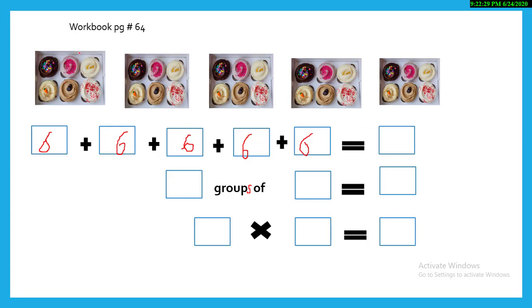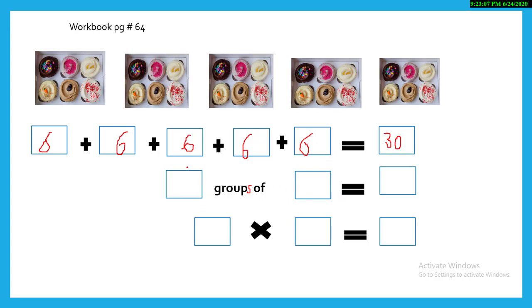6 cupcakes are in each box. So let's start at 6, 7, 8, 9, 10, 11, 12, 13, 14, 15, 16, 17, 18, 19, 20, 21, 22, 23, 24, 25, 26, 27, 28, 29, 30. Okay. There are totally 30 cupcakes in the picture. Okay. Dash groups of dash.